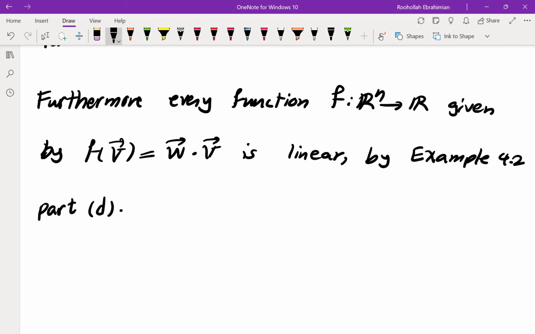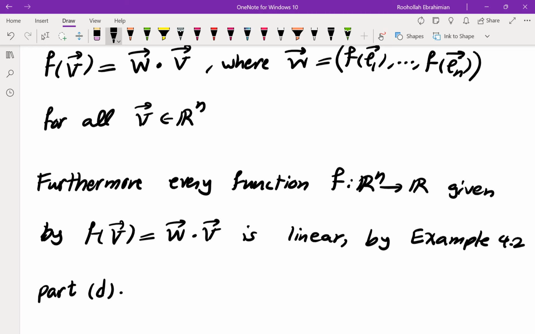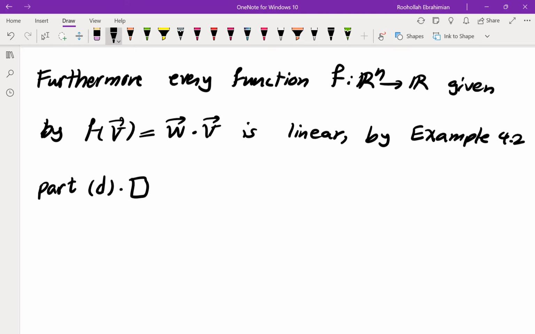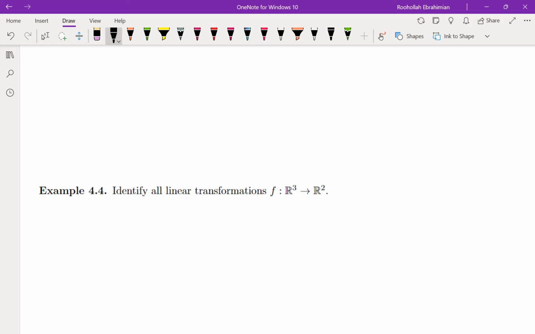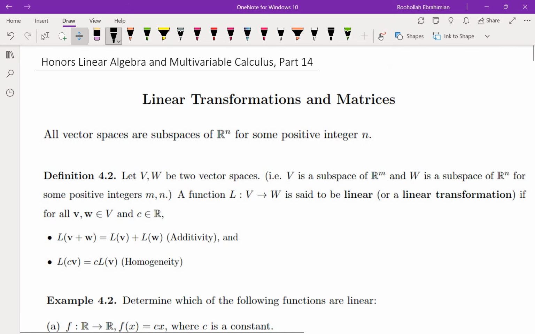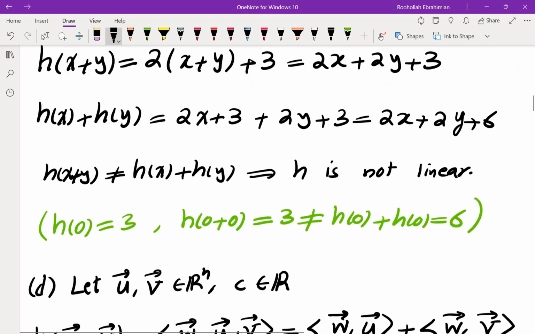So by that example, this is linear. What we showed was, if you have something that is linear, it would have to be of this form. And if you take any function of this form, it is linear. Therefore, every function that is linear from Rn to R would have to be a dot product with a fixed vector. That's a very interesting relation between the things that we have learned before, the inner product, and this new concept of linearity. Okay, so that's nice. Now let's look at another example.